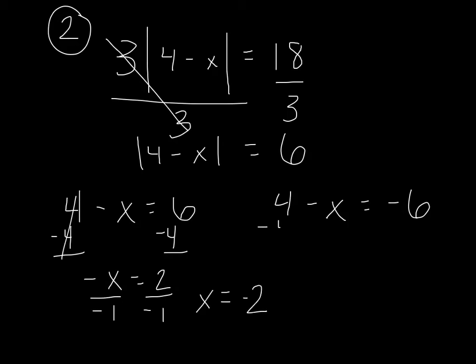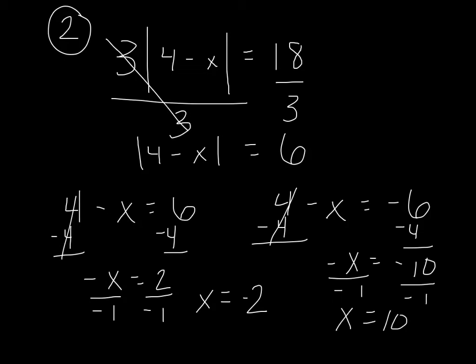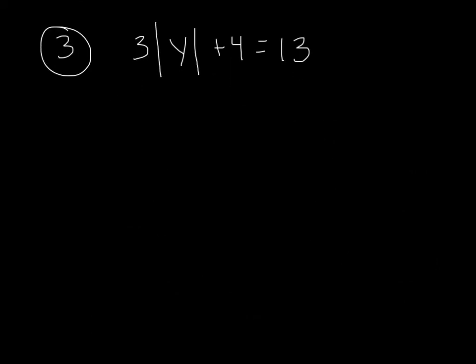Or this other one, if I subtract 4, you get negative x equals negative 10. Divide by negative 1, and x equals positive 10. So my two answers would be negative 2 and 10. So if I put those on a number line, you have negative 2 and you have 10. It's just closed circles on both because these are equations with equal signs. There's no shading because it's not an inequality. Let's try another one.